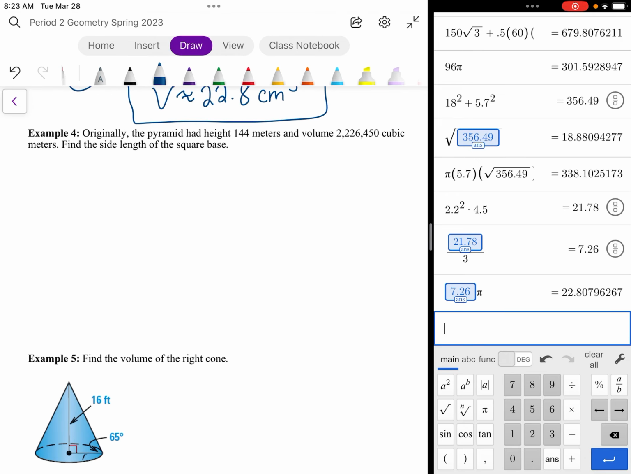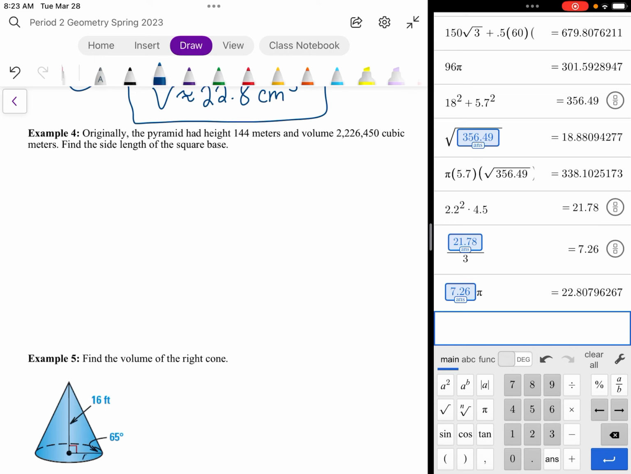Our next example: originally the pyramid had a height of 144 meters and a volume of 2,226,450 cubic meters. Find the side lengths of the square base. So this is reviewing from our pyramid section. I think that was 10.3.